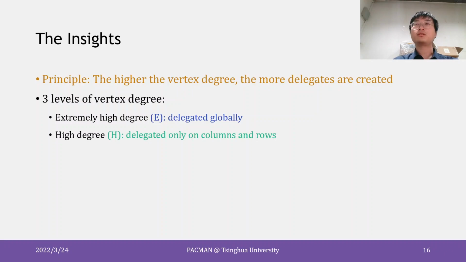The second level is H, which stands for high degree vertices. Those vertices have a degree high enough to cause load imbalance, but not yet worthy of being delegated globally. Thus, they are delegated only on columns and rows, similar to the vertices in the 2D method. The third level is L, which stands for low degree vertices. They have only a few edges connected, thus we don't set delegates for them, and all their edges need to go through the network.